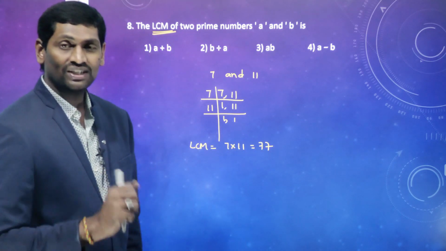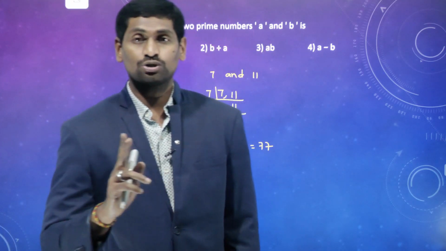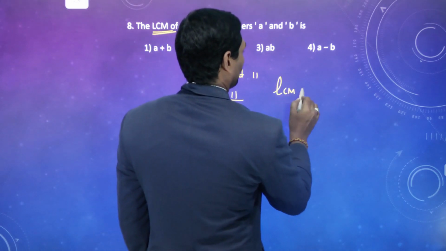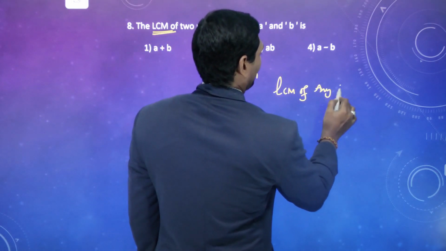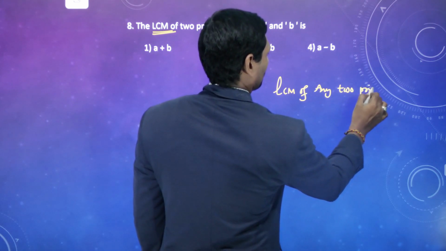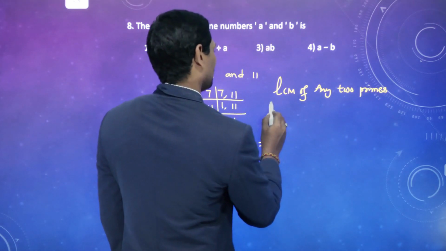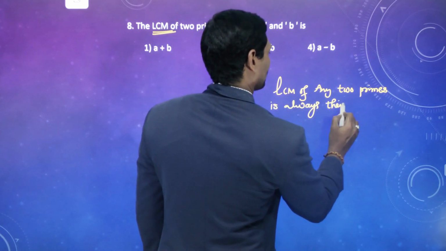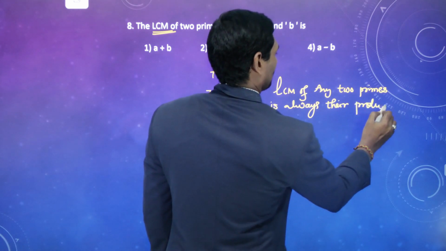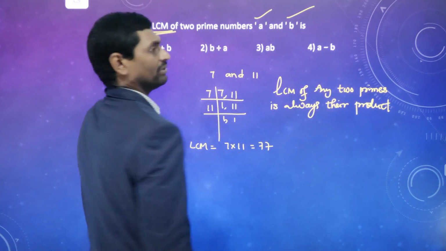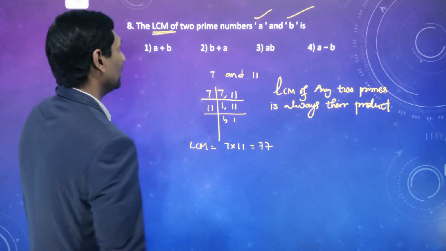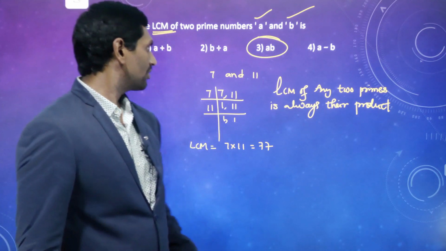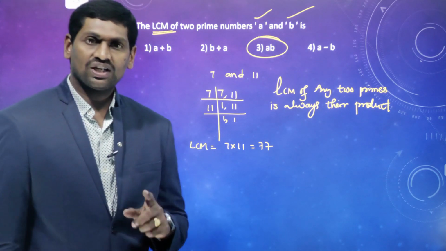So clearly, how to decide the LCM of any two prime numbers: it is always their product. I am writing here: LCM of any two primes is always their product. Now here clearly given that A and B are prime numbers, then their LCM is their product. Product means A into B, AB. So let us move on to the next problem.